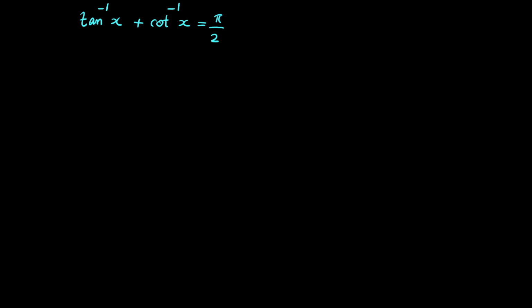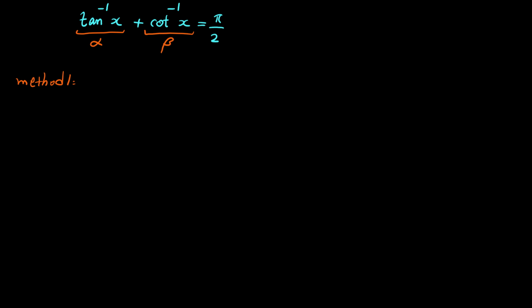In this video, I want to prove this relation in three different methods. Two of the methods are based on trigonometric relations and identities, and one method is based on calculus. Suppose the angle tangent inverse of x is alpha and suppose cotangent inverse of x is beta.